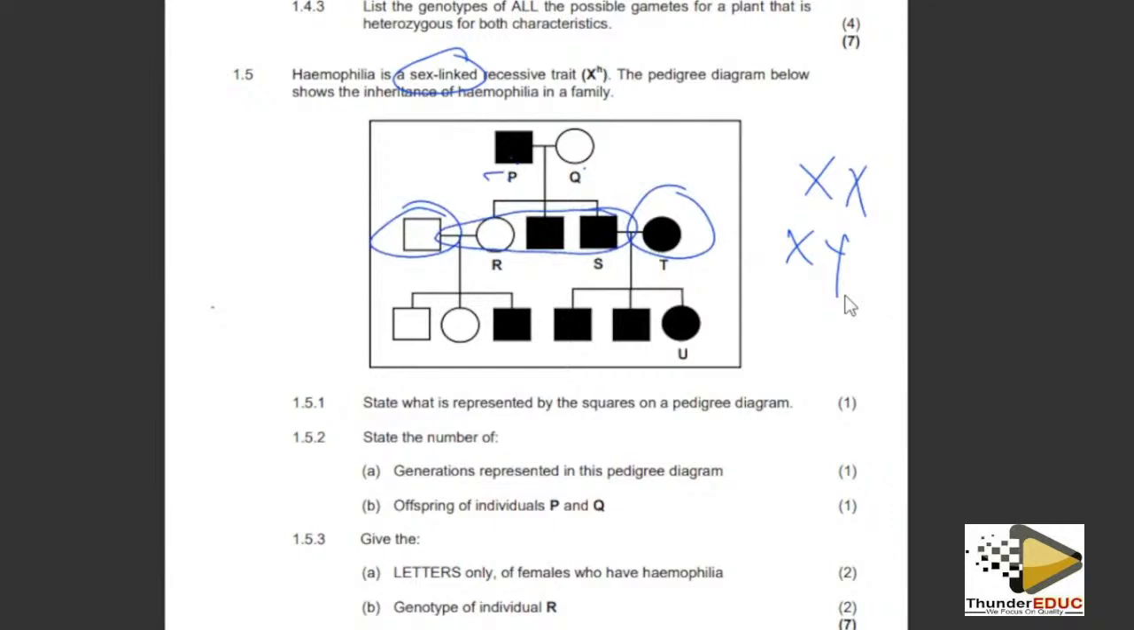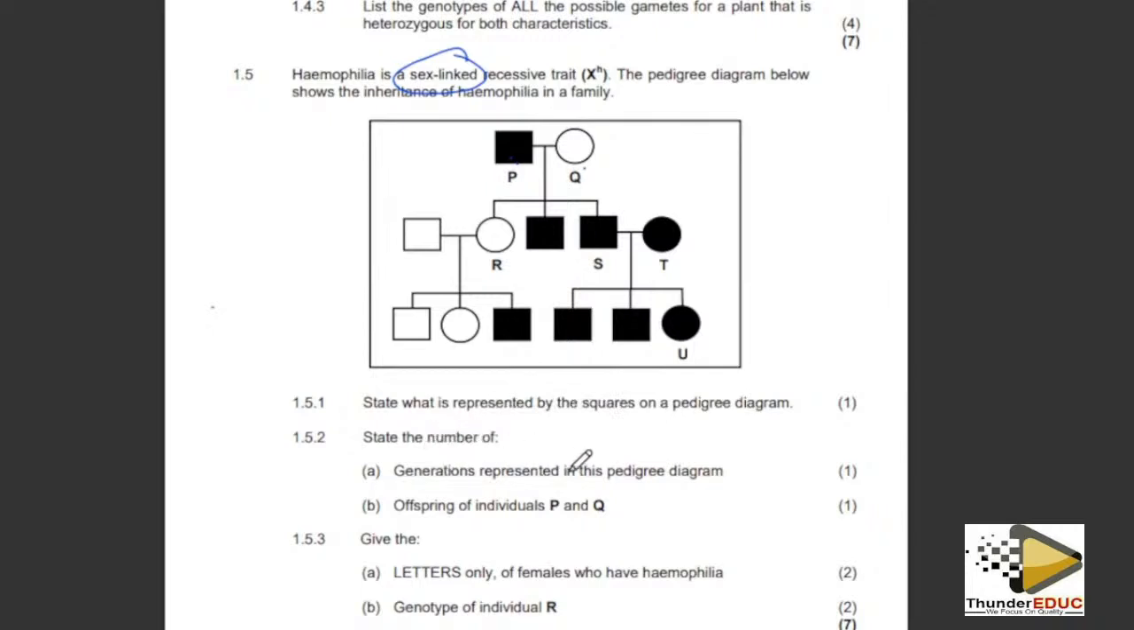You understand? What is the phenotype, the genotype, or the phenotype? They can ask you what is the genotype or phenotype of P or Q, whatever they can ask. But if it is shaded, it means that that individual is affected. Now, they're saying, state what is represented by a circle. We have said that the circle means a female.